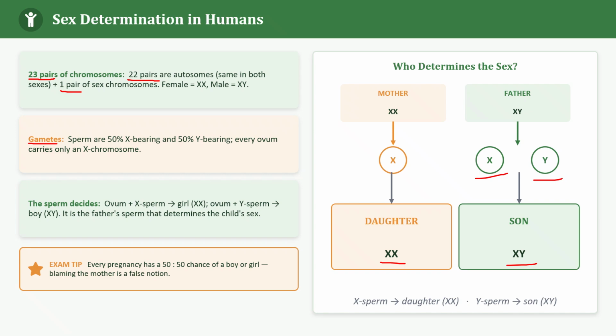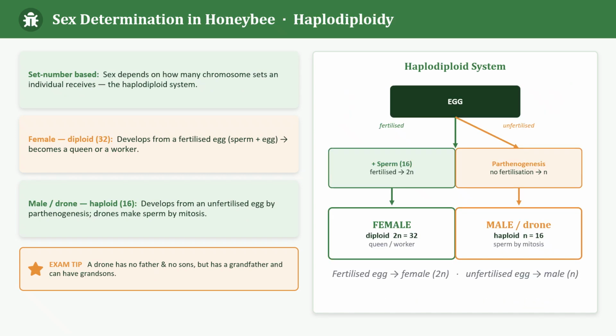Let's move to the next one. Sex determination in honeybee, haplodiploidy. Honeybees follow a completely different mechanism called the haplodiploid system. Here, sex is determined by the number of chromosome sets. It is not by X and Y chromosomes.